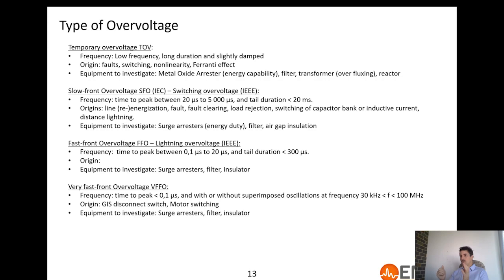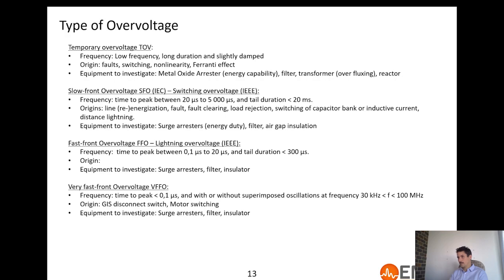And so we need to identify first the shape of the overvoltage in order to compare to the appropriate indicator. For example, if you are doing a lightning study, you will compare the lightning overvoltage with the BIL, the basic impulse level. Sorry. And if you do a switching study, you will compare with the BSL, the basic switching level. So that's why it's important to know to classify the voltage.